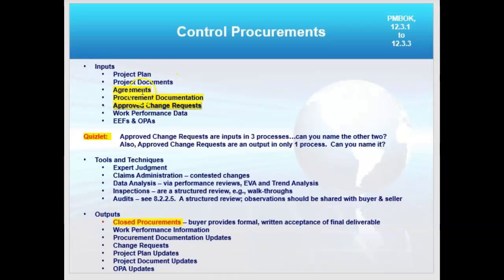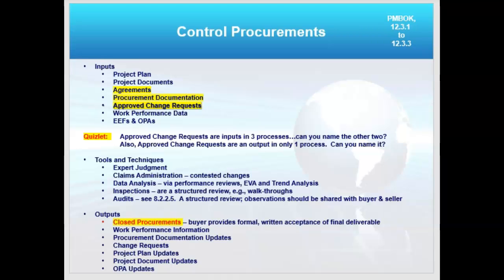Notice as inputs, I want to include agreements and procurement documents again, just like in Conduct Procurements. And this time, any approved change requests. So this is the third and final place that approved change requests go. When an approved change is finalized in integrated change control, bam, it goes to three processes.